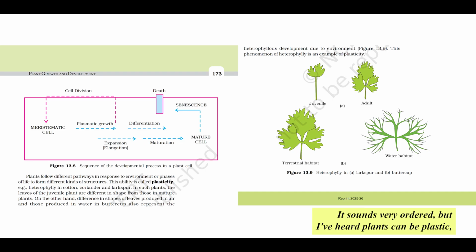It sounds very ordered, but I've heard plants can be plastic, like having different leaf shapes on the same plant. How does plasticity fit in? Great point. Plasticity shows that development isn't completely rigid. Plants are adaptable. Plasticity is the ability of plants to follow different pathways in response to environment or phases of life to form different kinds of structures. Flexibility in form. Adapting their structure.